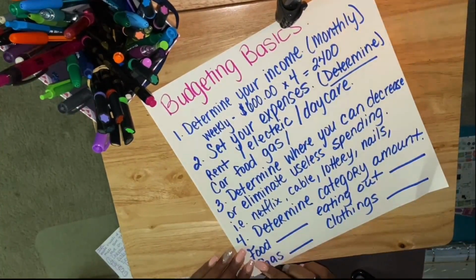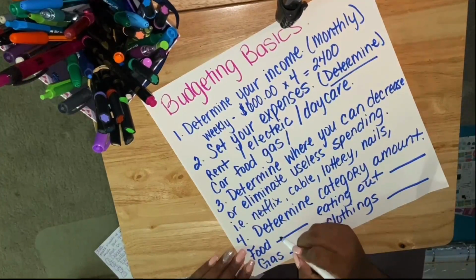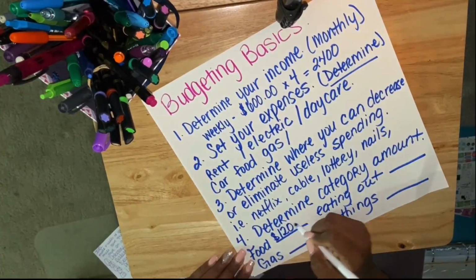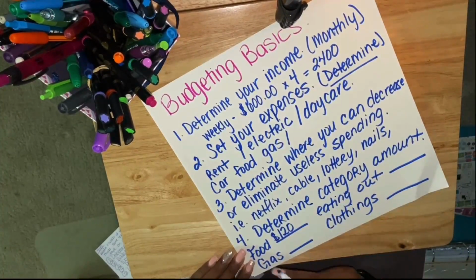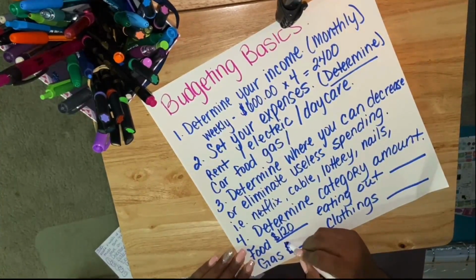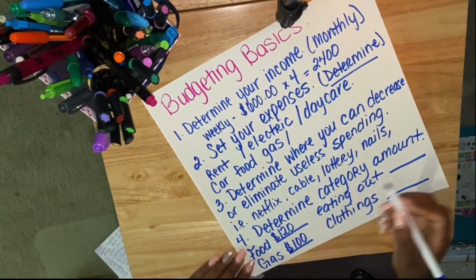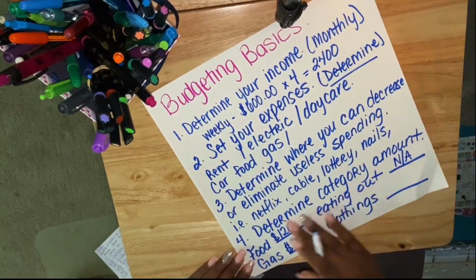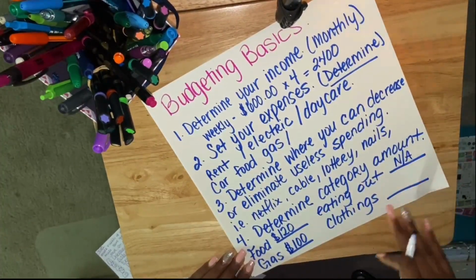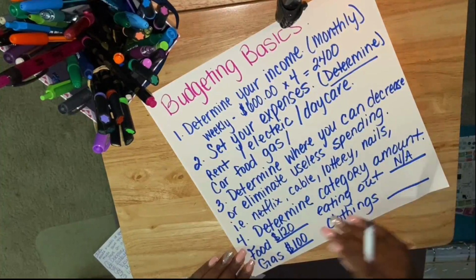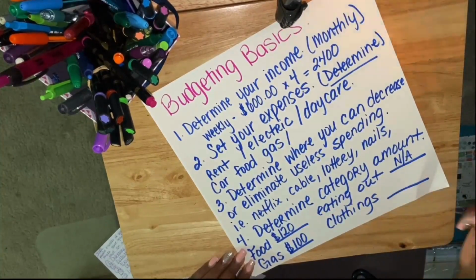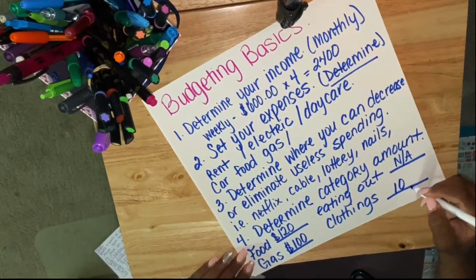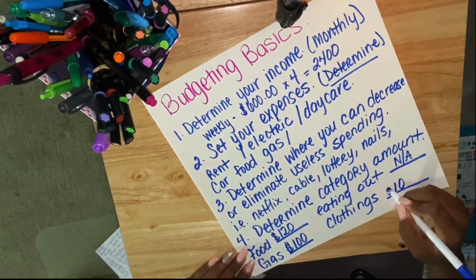So for instance, for food, I have spending at the most $120 a month. And then for gas, I have $100 a month. Eating out, I don't have at all. Some people, they do eat out. I love eating out, not saying that I don't, but I try to cut out eating out. And then we have clothing, so I put $10 a month inside of my clothing.